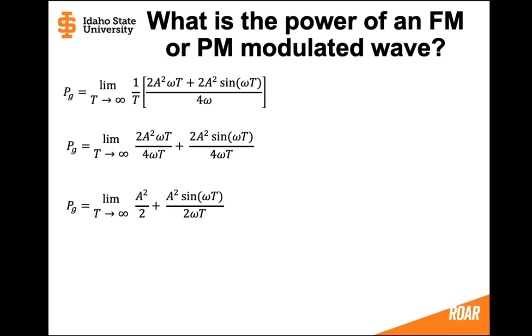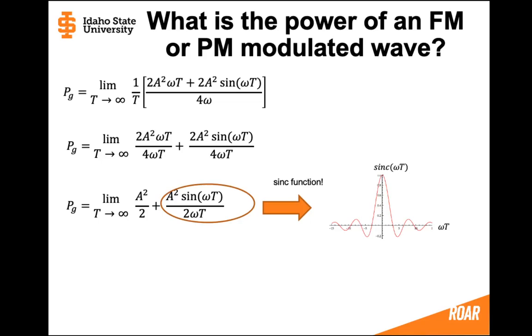Now, if we look at that second term, we can see that looks like a sinc function. And if we remember, as for a sinc function, if we took omega t to infinity, that function is going to approach 0. So that means that if we take that limit of the power, we'll see that the power of some general sinusoid wave is equal to the amplitude squared divided by 2.